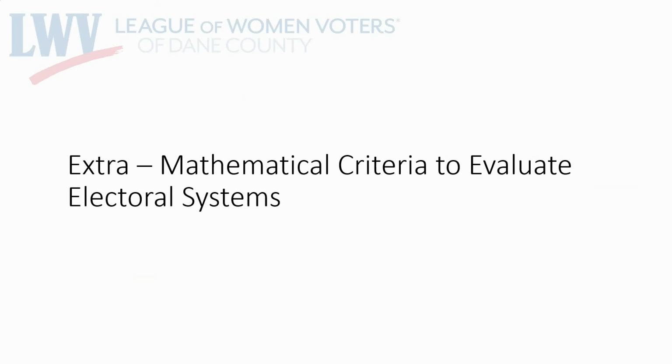Researchers of social choice theory have come up with a list of mathematical criteria that can be used to evaluate electoral systems. In this video, we'll review 8 of these criteria and view them through the lens of 3 electoral systems: plurality voting, approval voting, and ranked choice voting. Let's define the 8 criteria we'll be looking at.